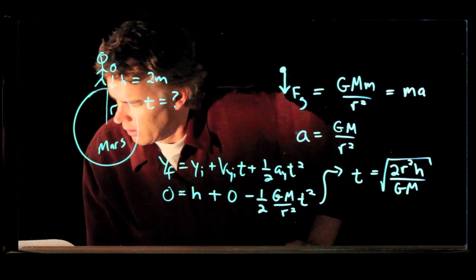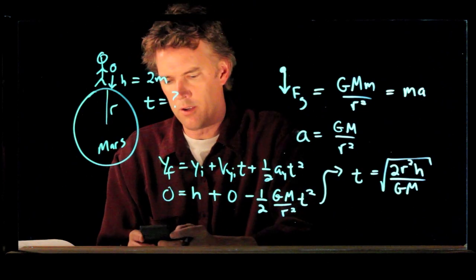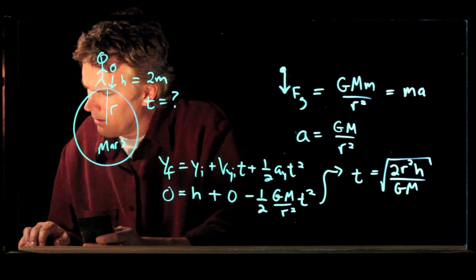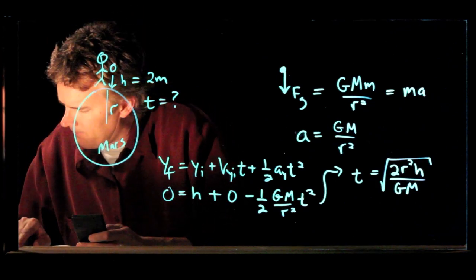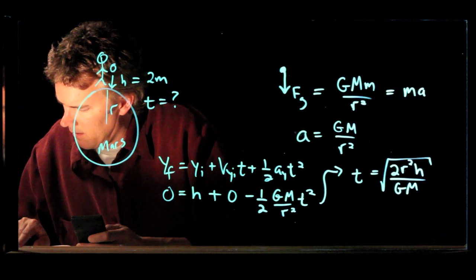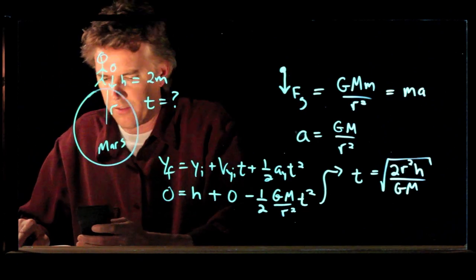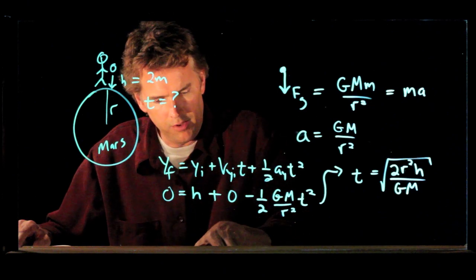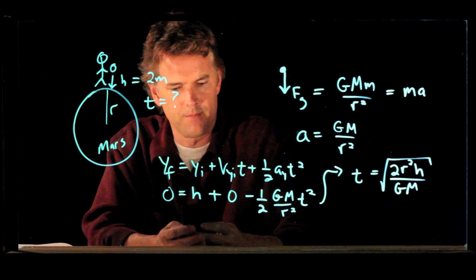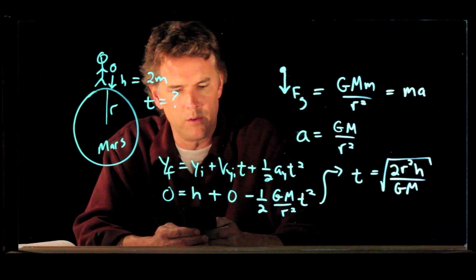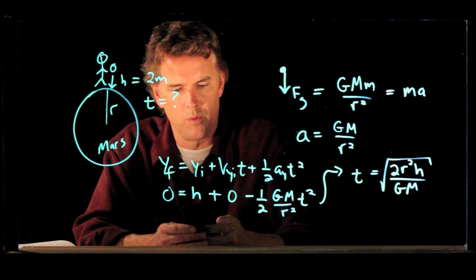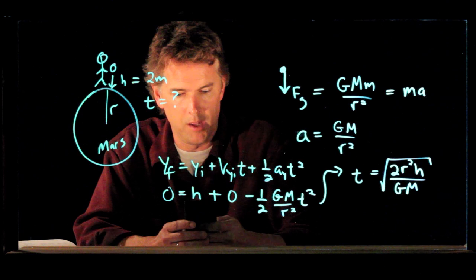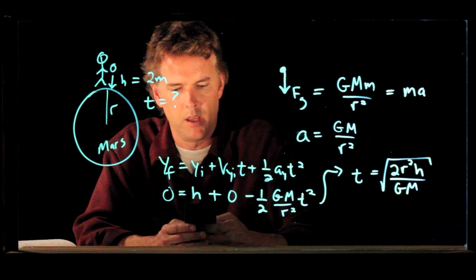If you look in your textbook, or online, you can find the radius of Mars, which is 3.37 times 10 to the 6 meters. So we've got 3.37 times 10 to the 6. We're going to square that, multiply by 2, and multiply by the height, which we said was 2 meters.